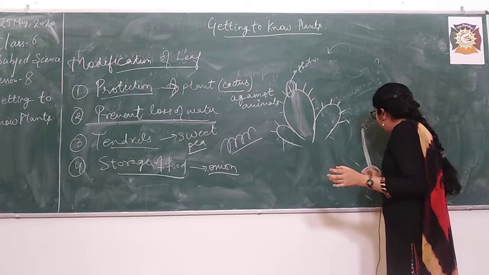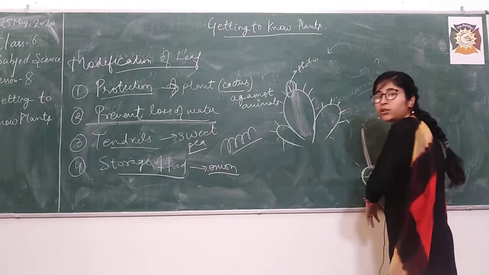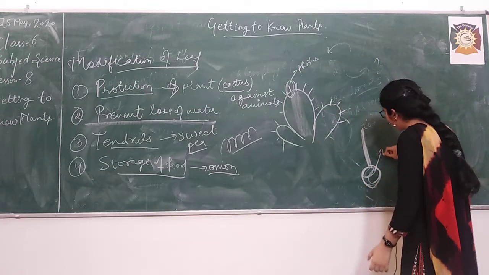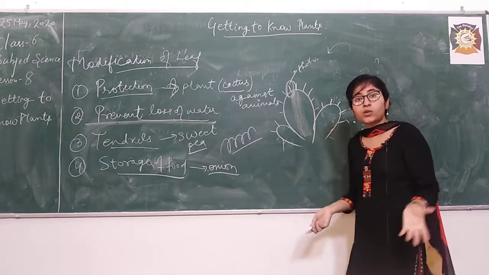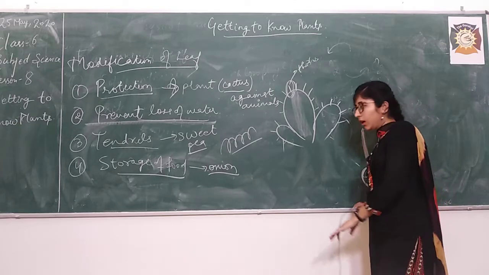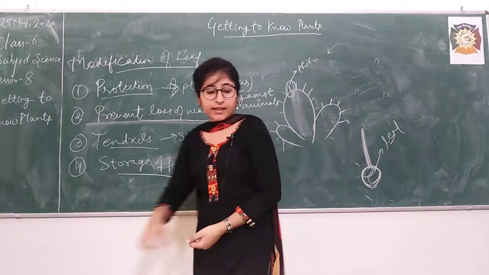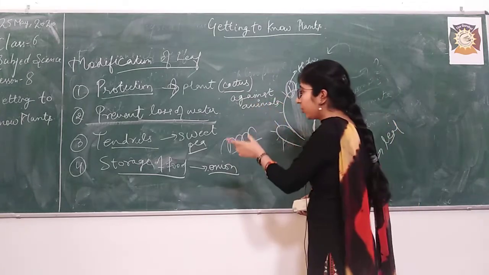So this bulb-like shape, what does this do? This stores all the food and it is a modification of leaf. This bulb is a leaf in onion that stores the excess amount of food, and then we eat this onion, right? So yes, this modification of leaf, number one function is protection.